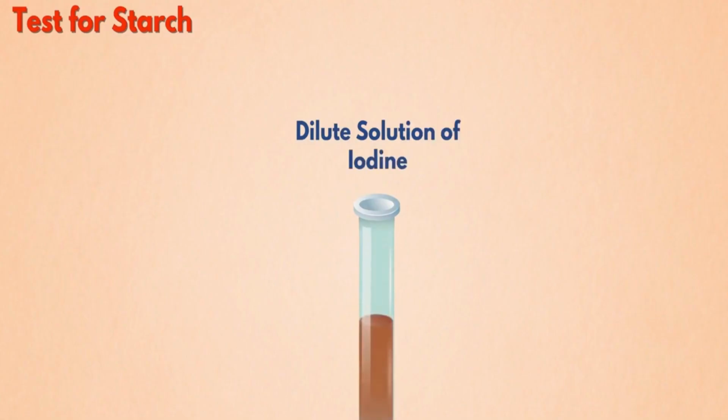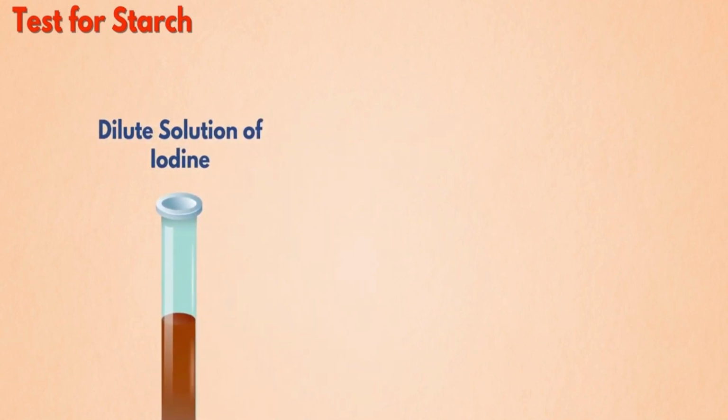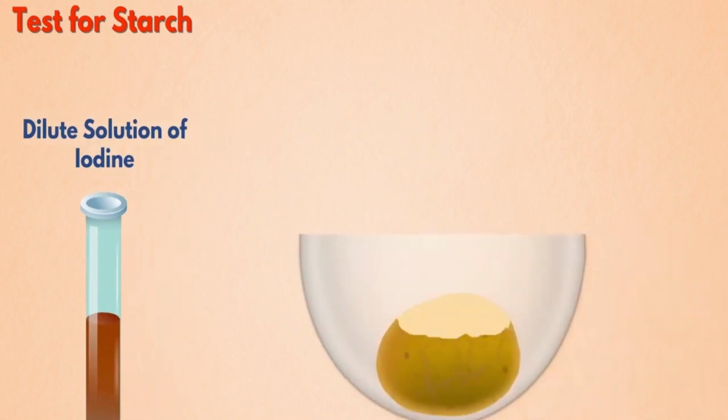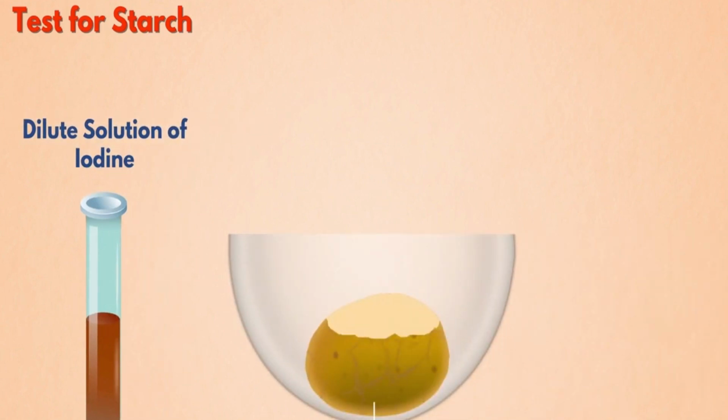The first experiment: take food items like potato slices, chapati pieces, rice or bread slices, and also take iodine drops. To make iodine solution, we will take iodine crystals and add a few drops of water to dilute it. After diluting, we take a few drops of the solution and drop them on the food items.